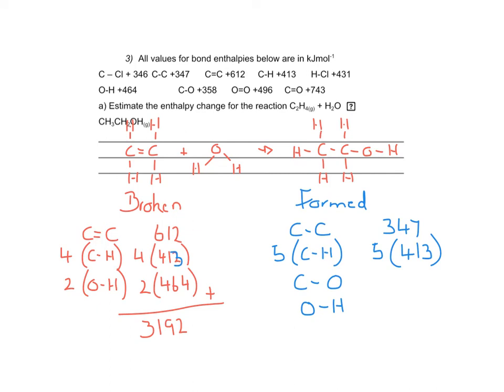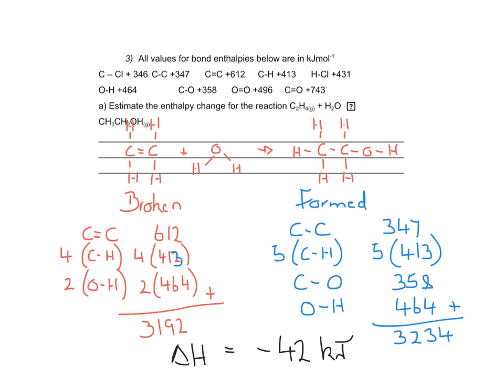We have got a carbon-oxygen bond, which is 358, and an oxygen-hydrogen, which is 464. And I'm going to total up then the total for my bonds formed, and that is 3,234. Now when I go to work out delta H then, remember our delta H is always bonds broken, take away bonds formed, and the delta H works out at minus 42 kilojoules per mole.